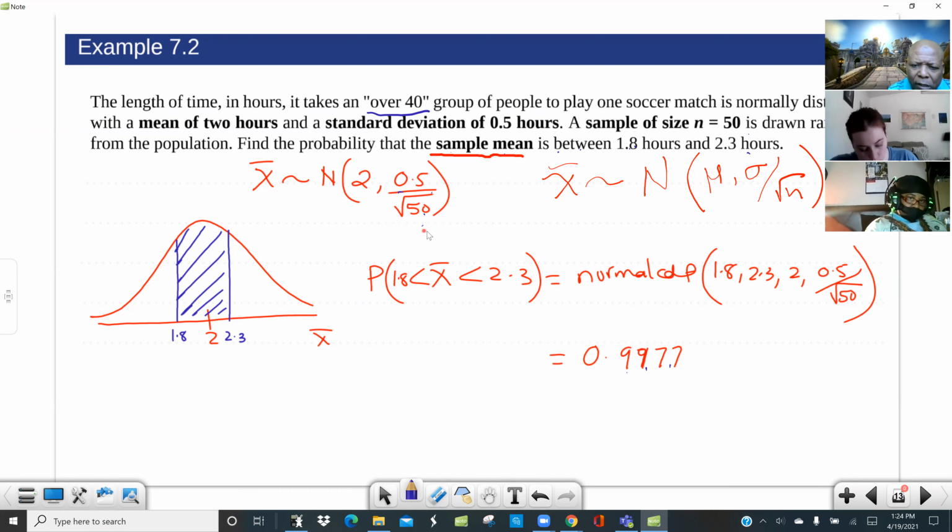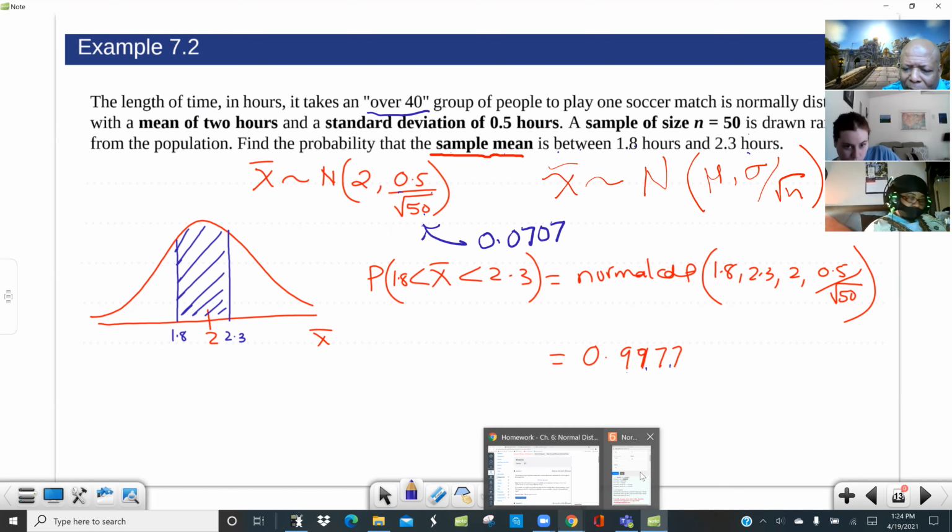I grab 0.5 divided by the square root of 50. You end up with 0.0707. That is the new standard deviation, which you grab and put back here.